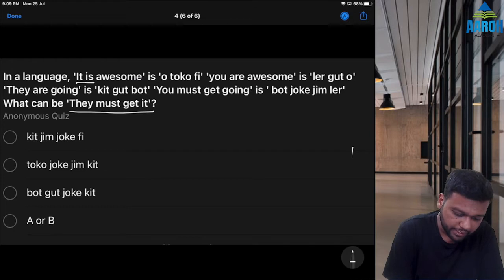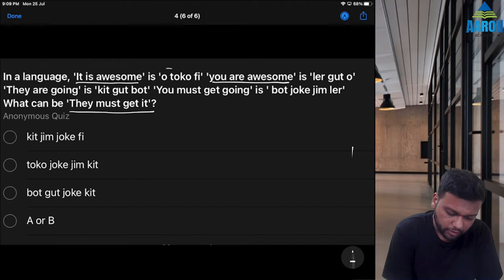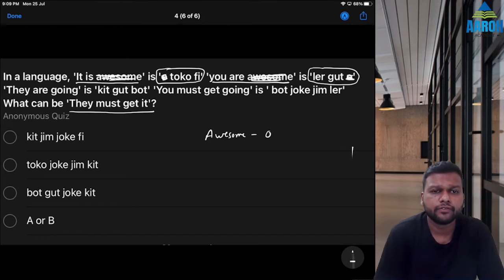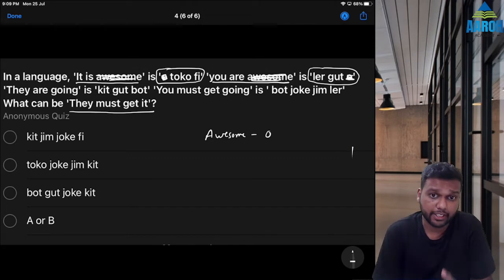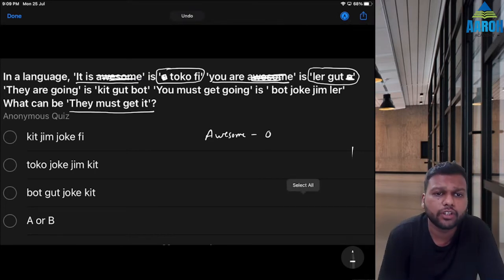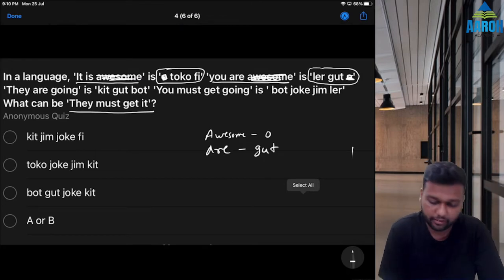If you see in first sentence and second sentence, awesome is common. Similarly, what is common in these two translations? Check. If you see O is common, right? That means awesome is O. Let's cancel awesome O. Let's check second sentence and third sentence. In those two sentences, R is the common word. Similarly, in their translation, what is the common word? Gut. Gut is the common word, right? That means R is GUT. Fine.